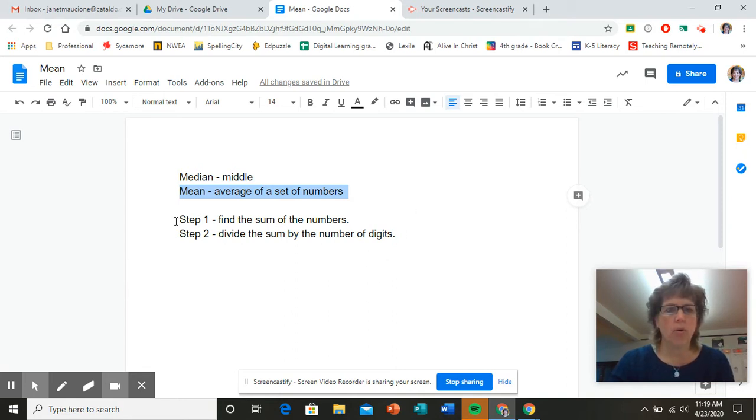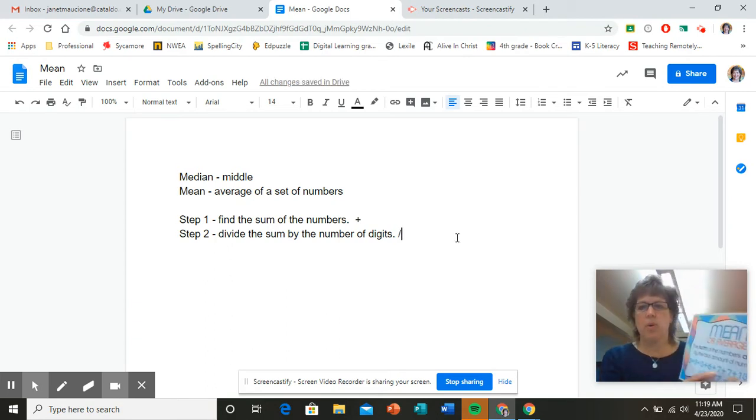So the first order of business is to find the sum of the numbers. Sum means I'm going to add all of those numbers together. The next thing I'm going to do after I add them all together is divide the number that I had, so maybe I had 12, by the number of digits that I had. So now I am going to divide it by 4, for example.